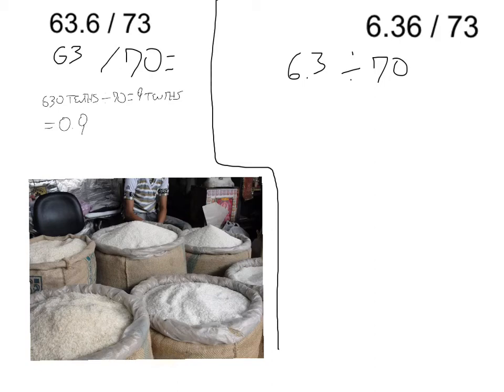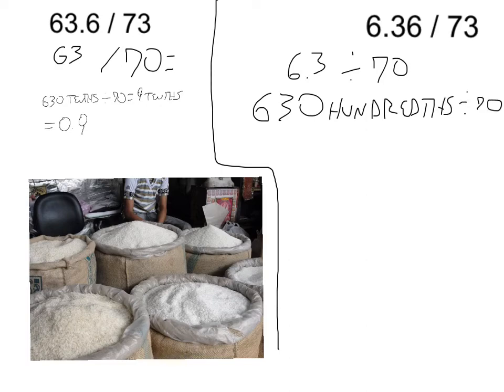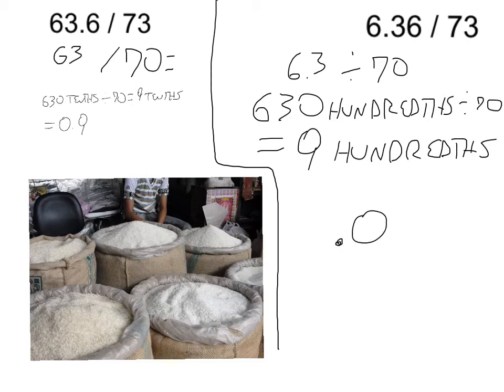So let's take 6.3 and turn it into 630 hundredths divided by 70. Again, I can do that really easily. This will equal, because I just did the math a second ago, 9 hundredths. And that will look like this, 0.09. Hopefully you got that same thing.